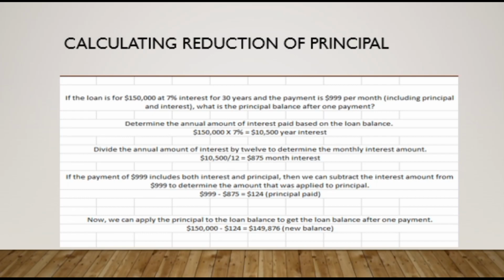Now we can apply the principal to the loan balance to get the loan balance after one payment. So we had an original loan balance of 150,000 minus the 124, which is the principal paid. That gives us the new loan balance of 149,876.